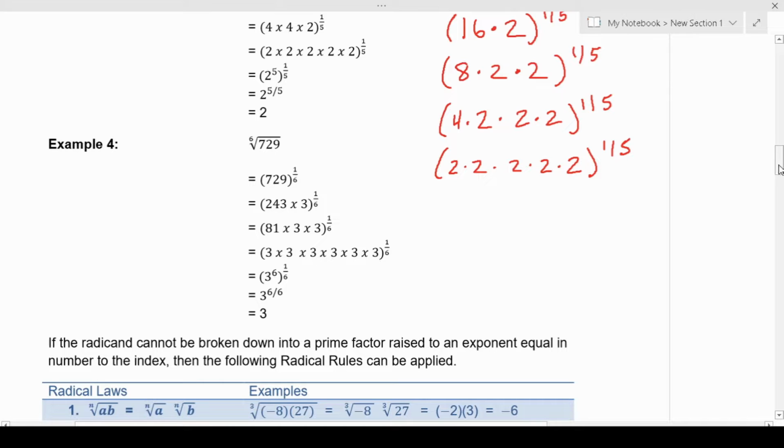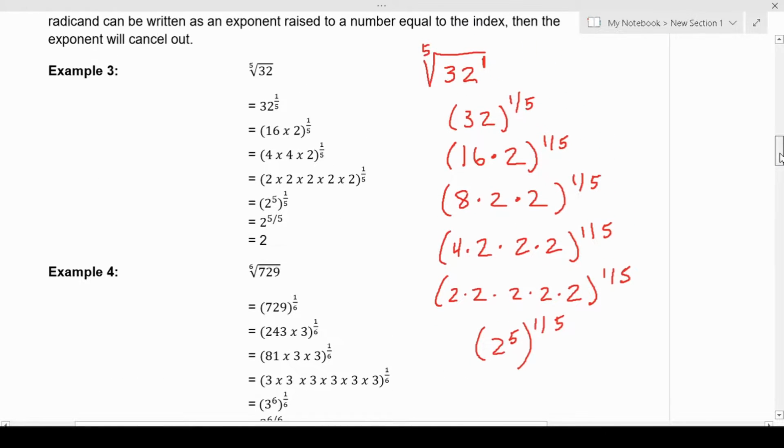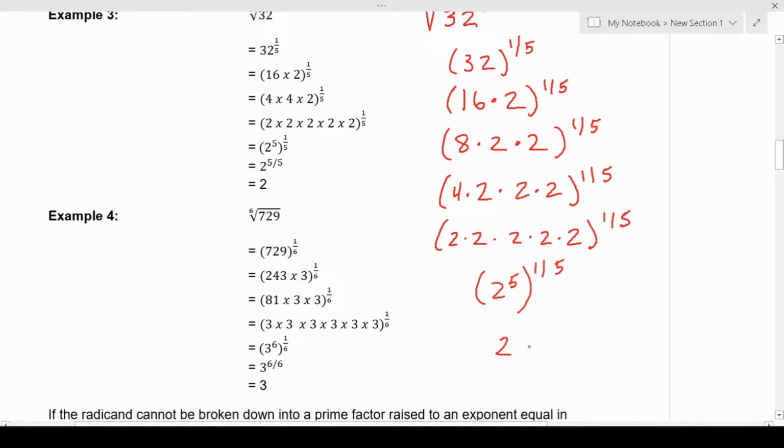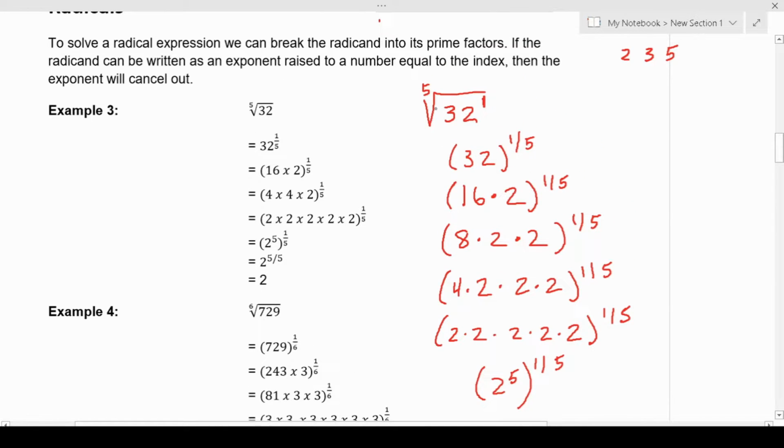As we can see, this is 2 times 2 times 2 times 2 times 2. That is, it's 2 to the 5th, and of course, this is raised to the 1/5 power. And so if we know our laws of exponents, we know that this becomes 2 to the 5/5, which is the same as 2 to the 1, or just 2. Okay? So we're going to use this idea, that is prime factorization of the radicand, to help us reduce or solve some of these radical expressions in this video.